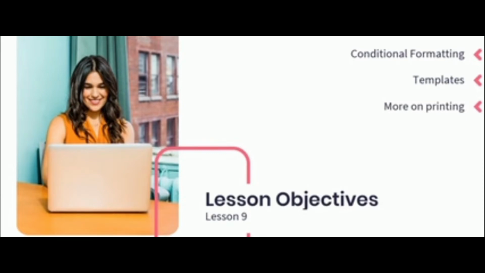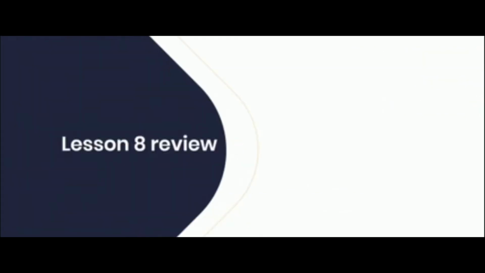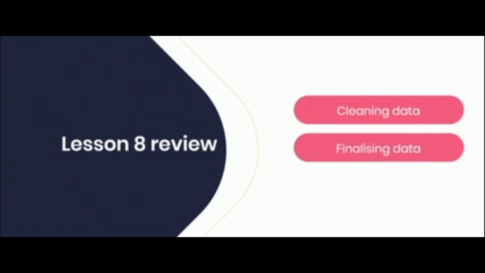As a quick recap of Lesson 8, we focused a lot on how to clean data and finalize data using trim and clean functions. We discussed a few shortcuts to find and replace and select special cells with Ctrl F, G, and H.